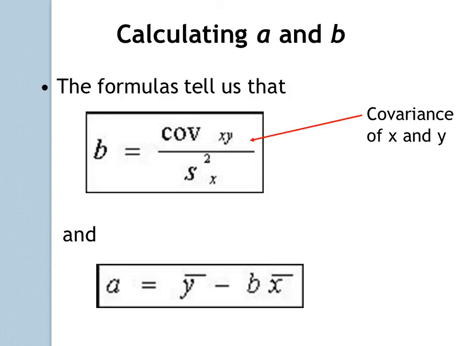So the formula for b is the covariance of x and y as the numerator, and we are dividing that by the variance of x. And to calculate a, we take the average of y and we subtract the product of b multiplied by the average of x. So what this means though is for the formula for b, you first need to calculate the covariance of x and y before you can move forward and continue.